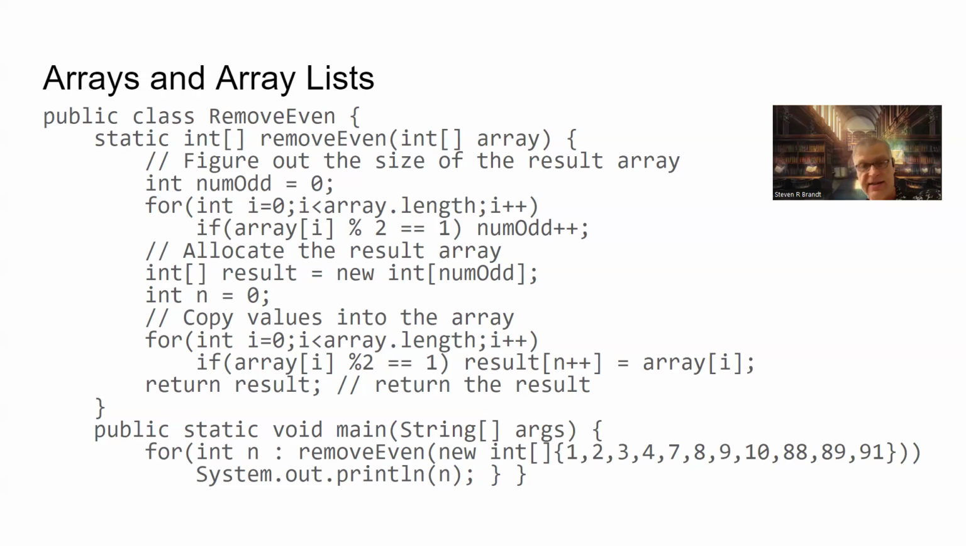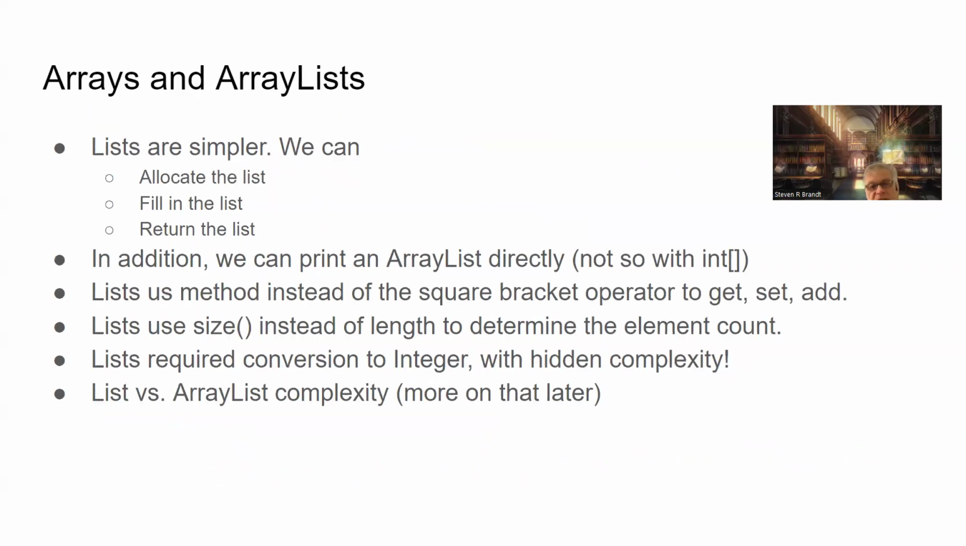Okay, next slide. So arrays and array lists. Lists are simpler. We can allocate the list, we can fill the list, we can return the list. We had a 4-step algorithm before, right? Where we had to first figure out the size of the array before we could allocate it. With an array list, we don't have to do that. Theoretically, that makes it simpler.